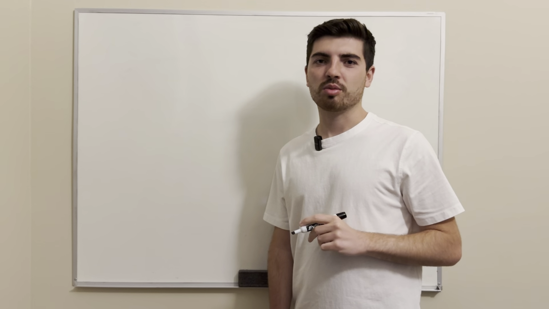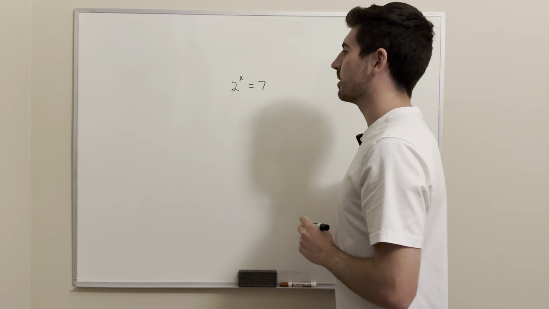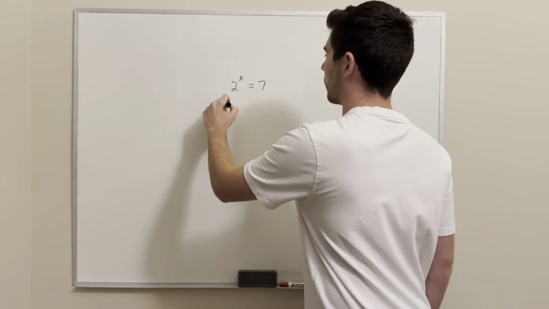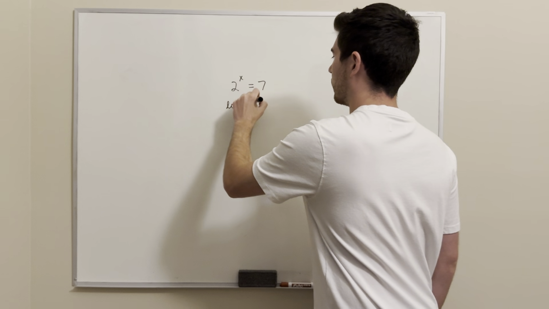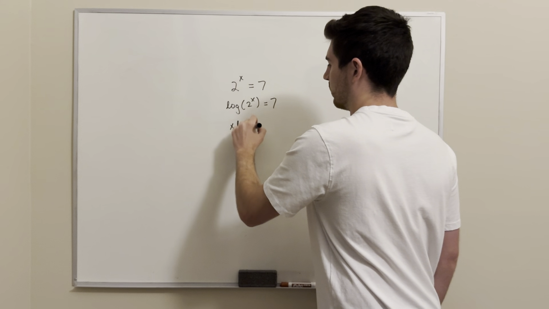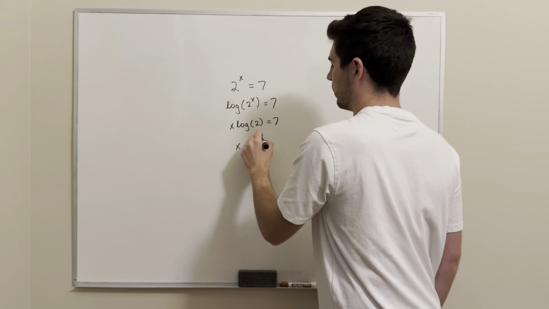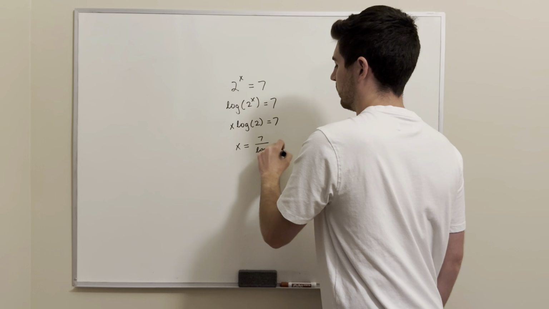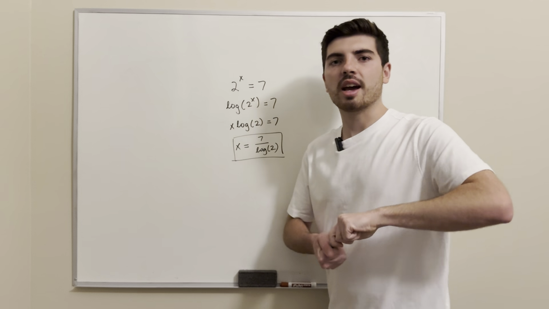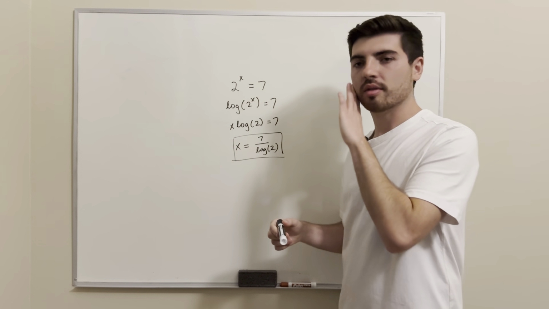Let me go back to the initial problem I had when I was in high school. 2 to the x equals 7. Using the same method we just used for the finance problem, I'll take the logarithm of both sides, pull down the exponent, divide by log of 2, and that is the exponent that you could raise to 2 and then get 7.